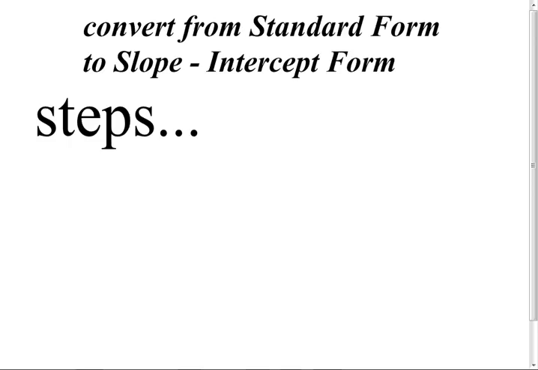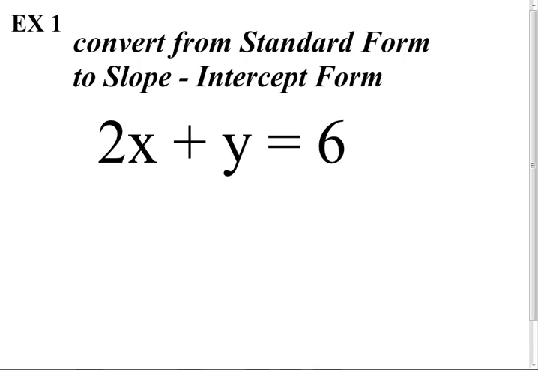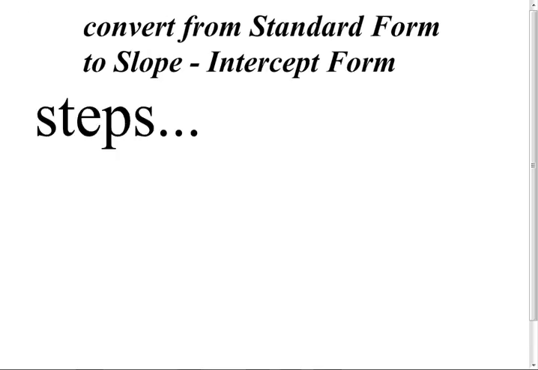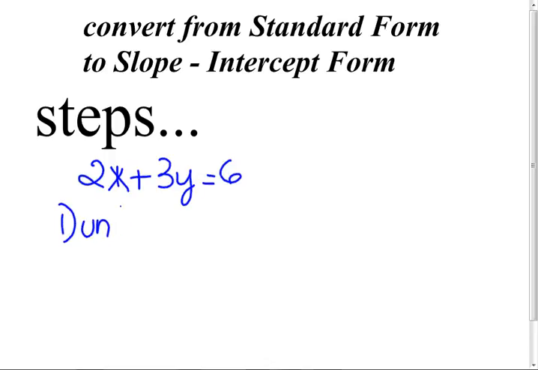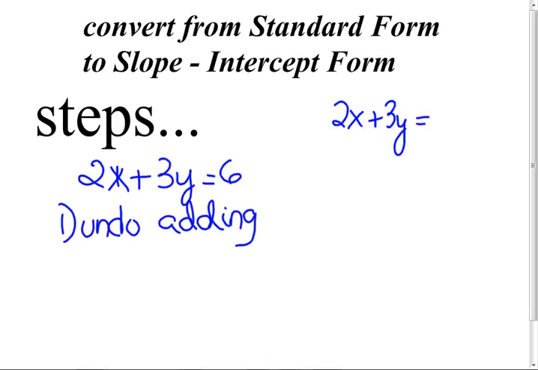Okay. Here are the steps. I guess I'm going to write them up. So if we have 2x plus 3y is equal to 6, we first undo the adding. We subtract 2x. And when we do that, I think that may be my example too, but that's okay. This is 3y equals 6. We subtract 2x from both sides.